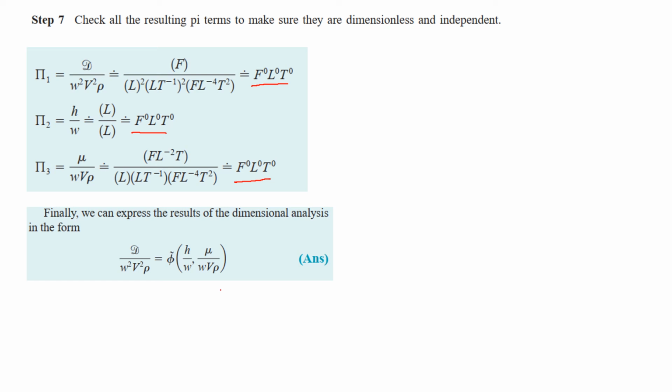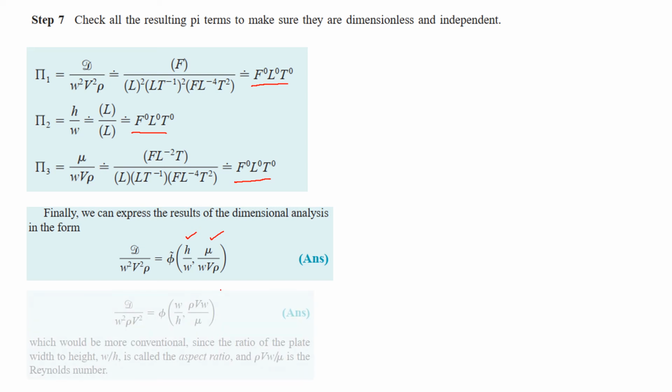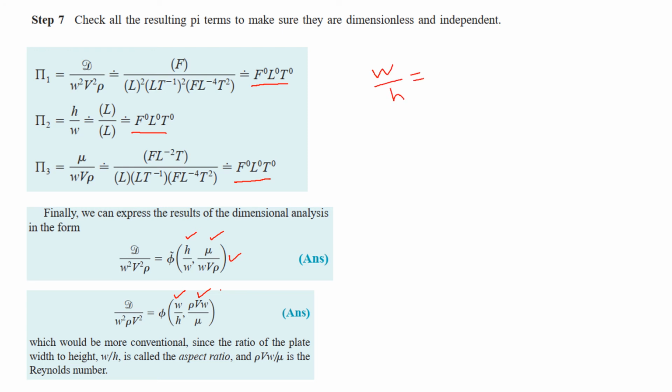So this is how we are going to represent these two terms, the height over width term and this ratio. These two ratios can be inverted and also written like this. The height over width now becomes the width over height, and this term right here becomes rho V W over mu instead of this. So we can also write them in this form because they are dimensionless, and they will still remain dimensionless when we write them like this. But these two ratios have special names, and this width over height is called the aspect ratio.